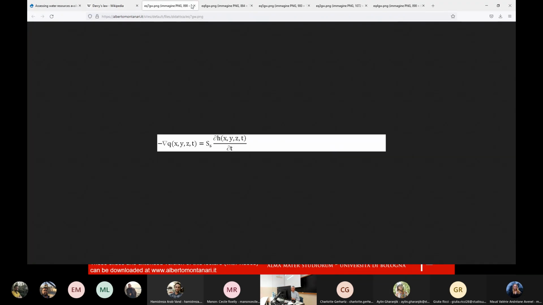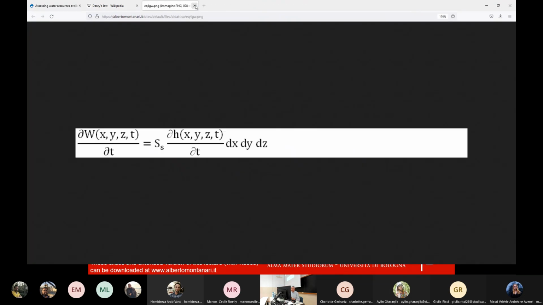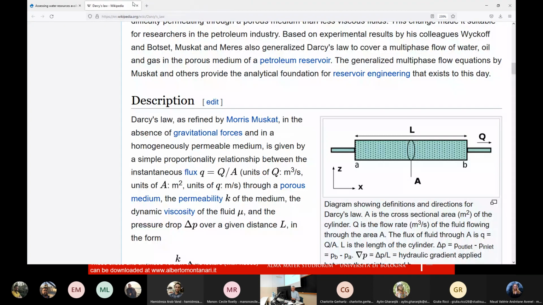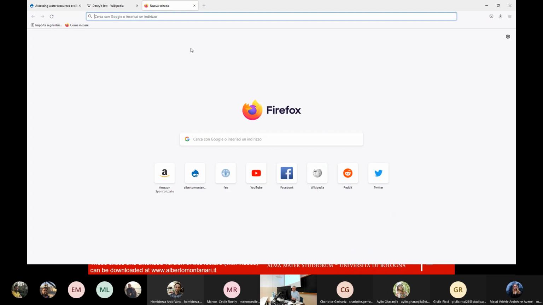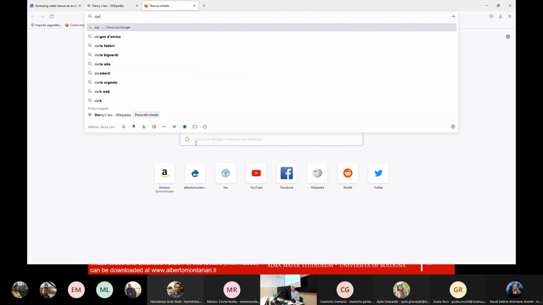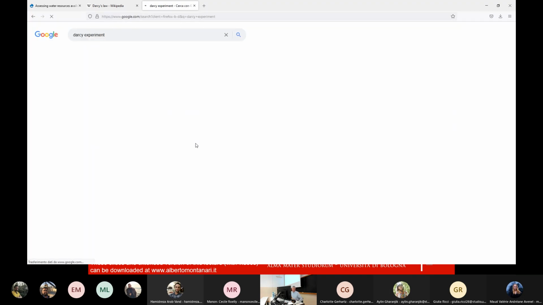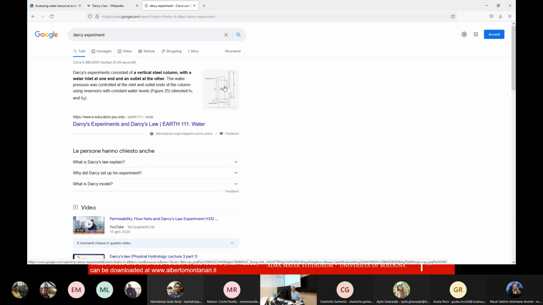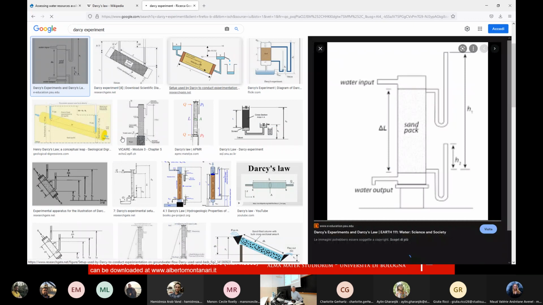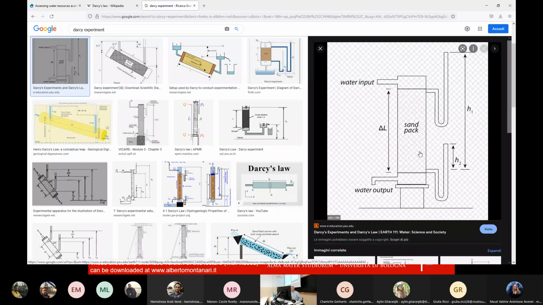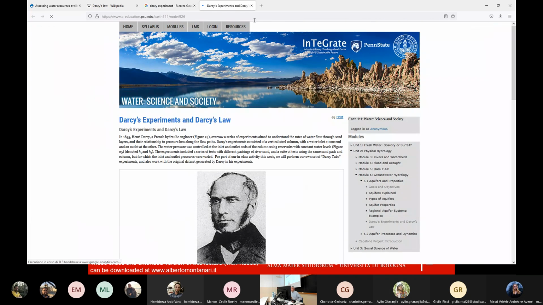I need to close these pages. They are not useful anymore, okay. And then let me just open another one and look for Darcy experiment. And then we look for the images. Okay, this one is very good. Let me just open the image here.